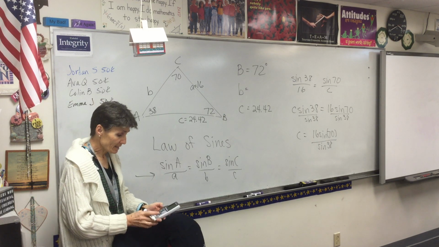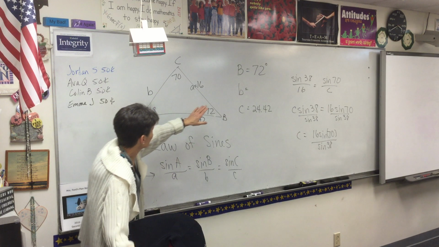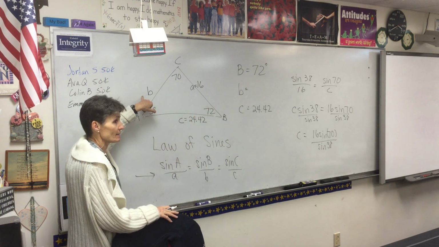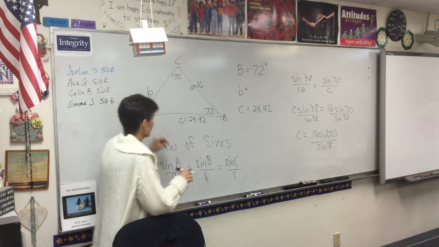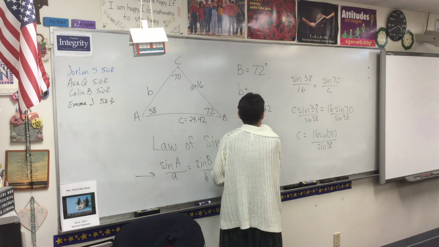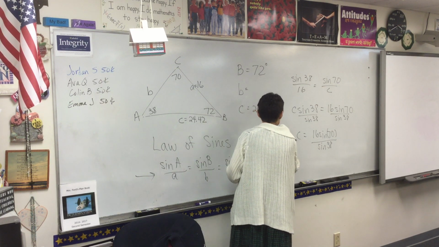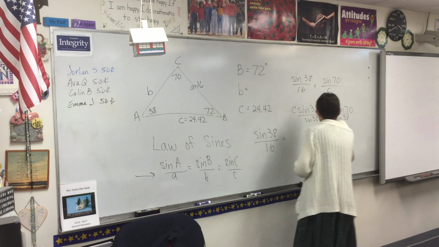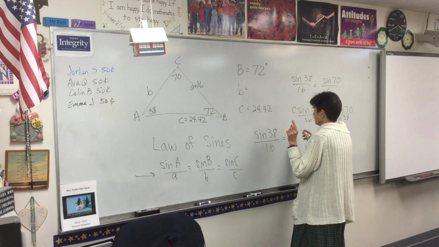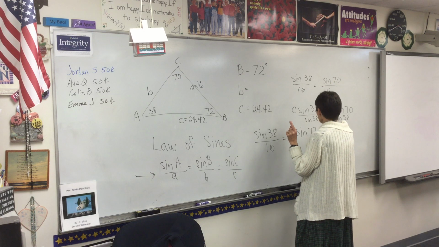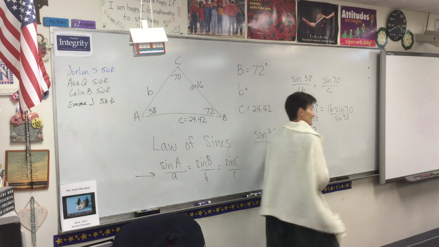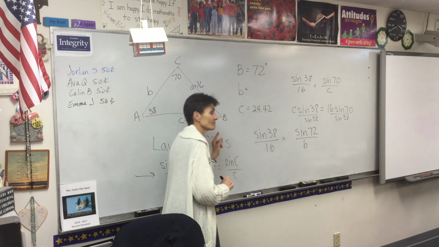Now we're not quite done, but we're almost done. We have one more thing. We have to find side B. So we're going to say sine 38 over 16 equals what? Sine 72 over B. That is exactly right.